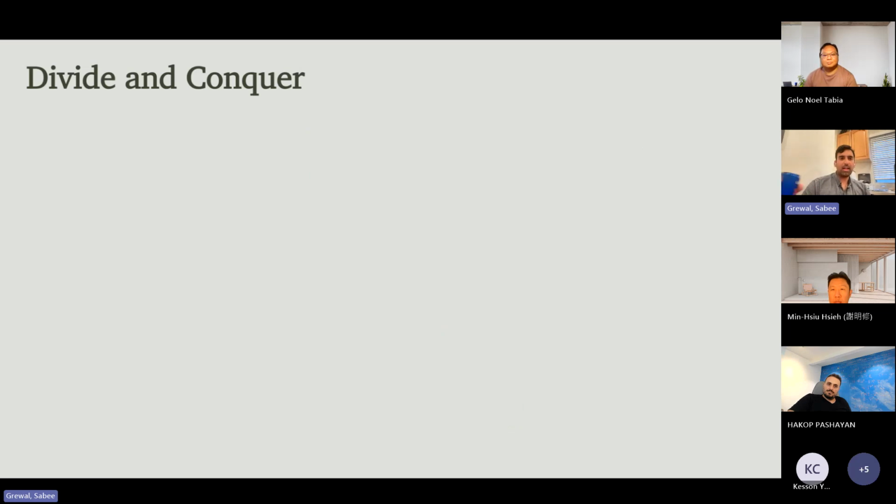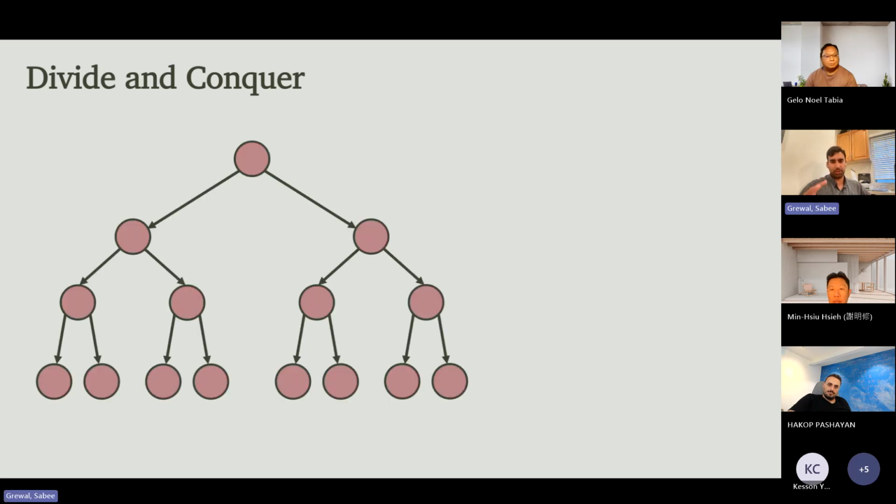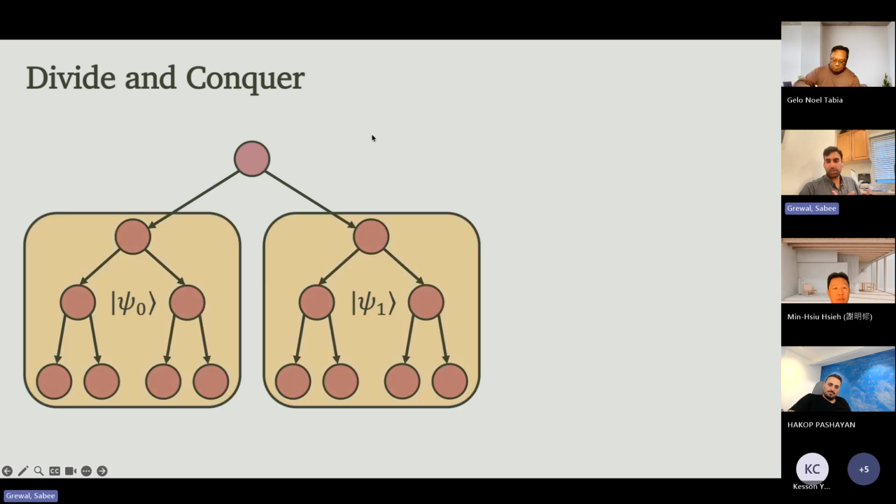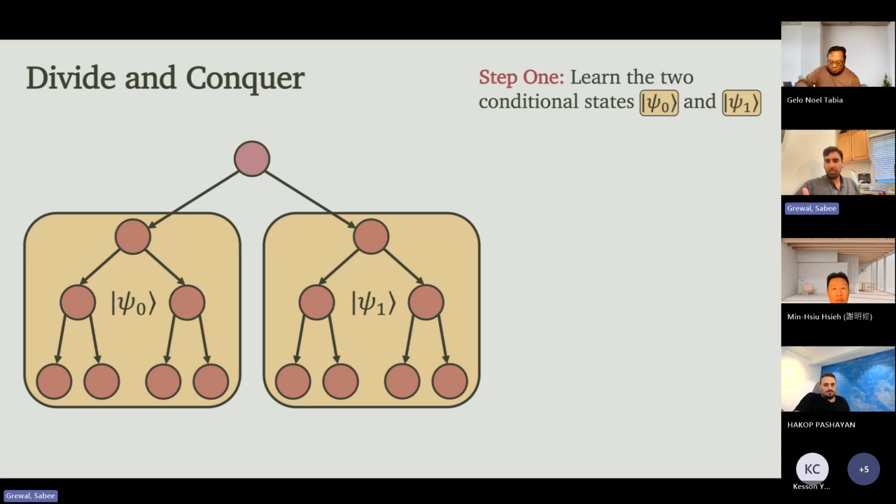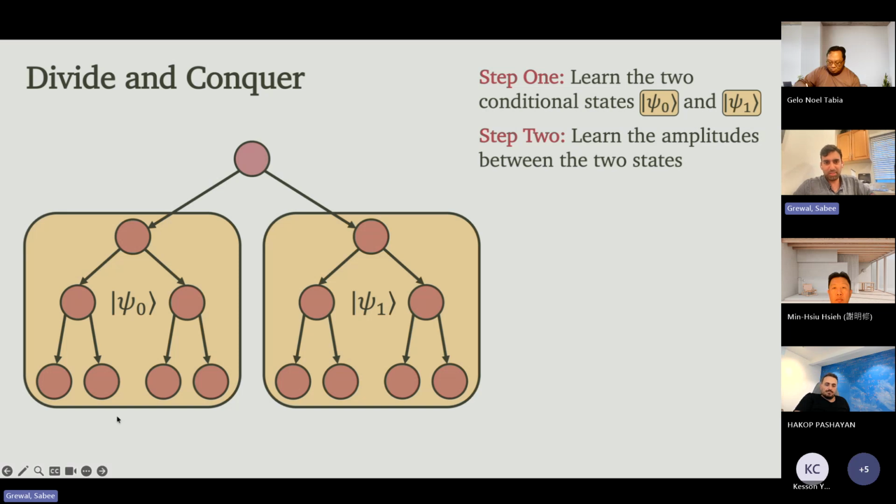So the idea behind our algorithm is a classic one. We just do divide and conquer. We have our input state, which we can think of as this tree, with the n-qubit state at the root. And we have these two conditional states, psi0 and psi1, corresponding to these two subtrees. The bird's eye view of our algorithm is, in step 1, we are going to learn psi0 and psi1, these two conditional states. And then in step 2, we're going to learn the coherence across the two branches. We'll learn the right amplitudes that let us glue these two states together and describe the root node psi.